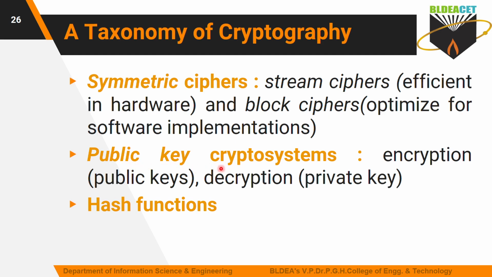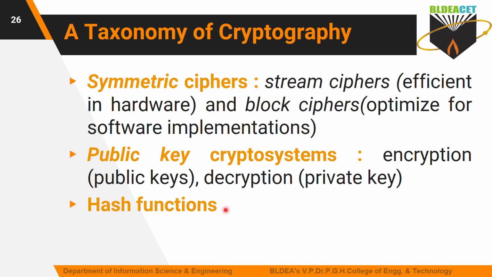Next is the public key crypto system. As you already know, in the public key crypto system, for encryption you are using the public key. It is public, anyone can use this key for encryption. Next is the decryption. For decryption you are using the private key, and this key is private. Only the receiver knows this private key. So this is the next method.